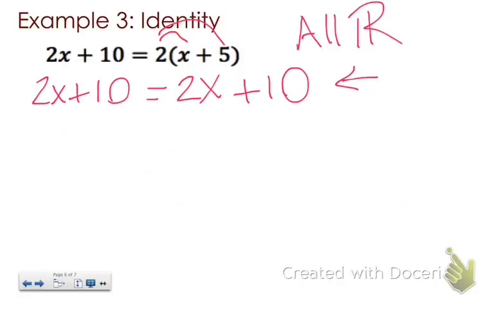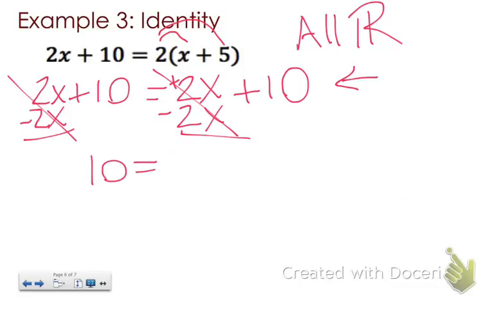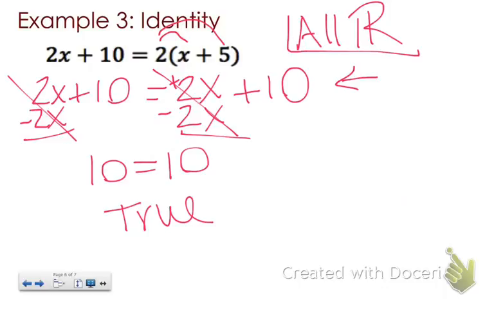So if I want to move all the x's to the left side, I'm going to subtract 2x because this is a positive 2x. So minus 2x. Well, 2x minus 2x just goes away. I end up with 0 plus 10, and then I end up with a statement that says 10 equals 10. Well, that's true.